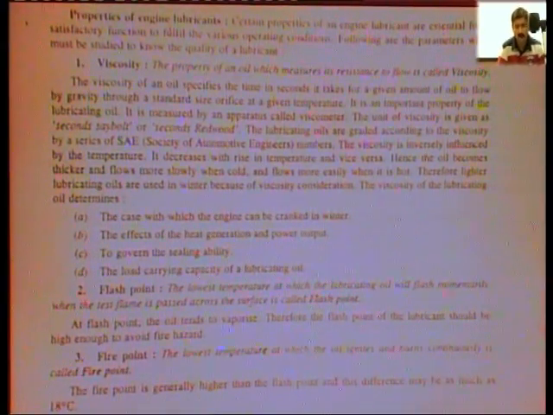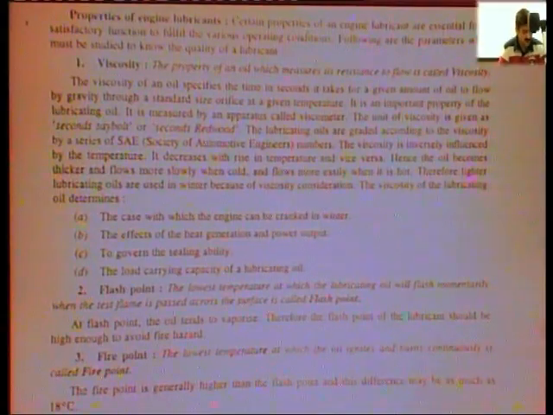More viscous oil will require more cranking effort, and it also should provide the sealing ability and the load carrying capacity of the lubricating oil.